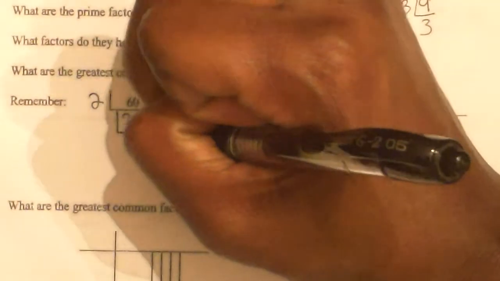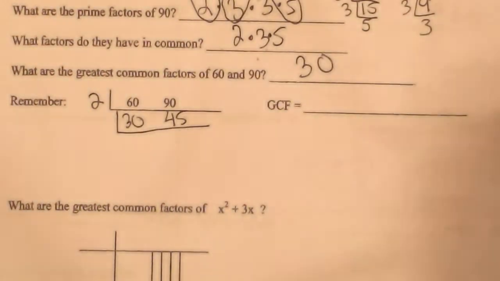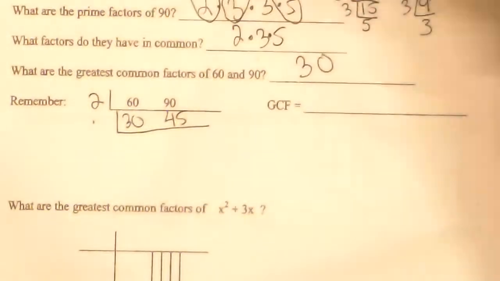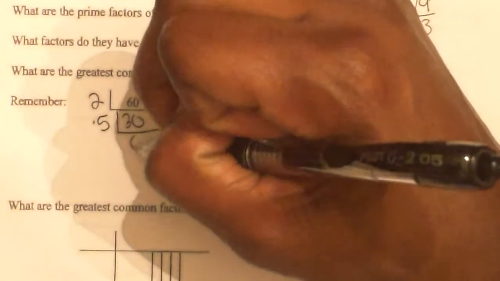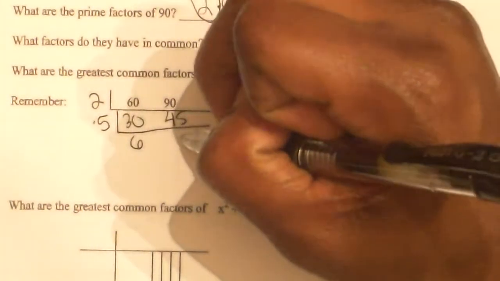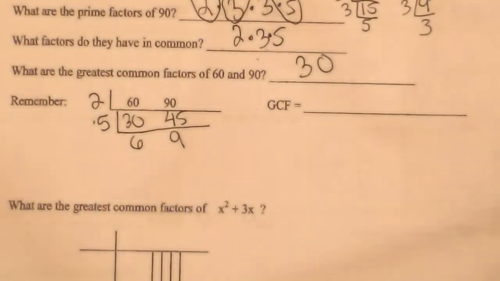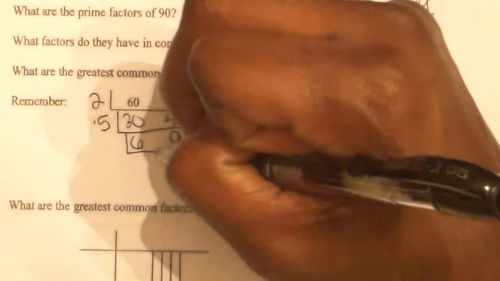Then we're going to break down 30. What common factors do they have? Well, we know 2, nope, 2 can't go into both. 5, so I'm going to say 5. They're both divisible by 5. 30 divided by 5 is 6. 45 divided by 5 is 9. Now I have 6 and 9. I could keep going even lower.